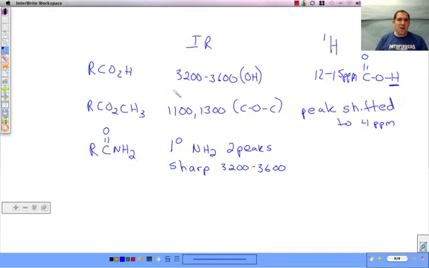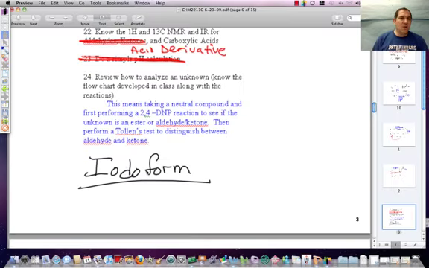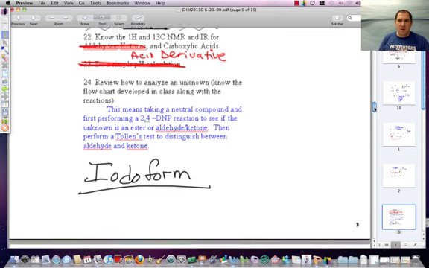Okay, and just to go back over, the C double bond to O's in all of these, the C13 will probably show up around the same area. The only thing we add to this is, remember the iodoform test, which is the test for methyl ketones.